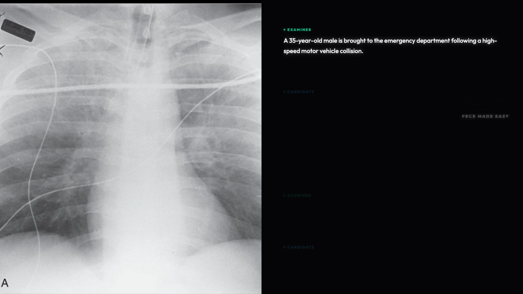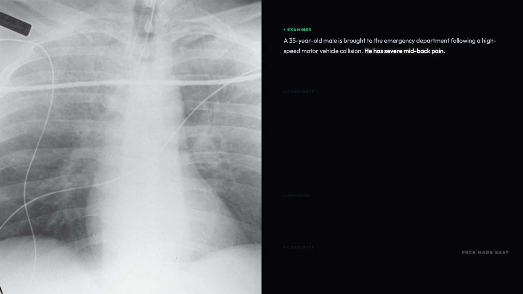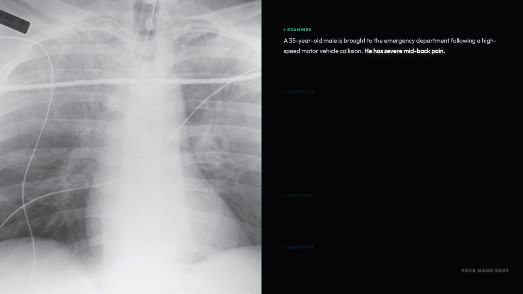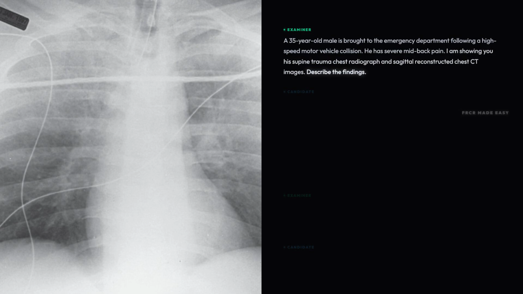A 35-year-old male is brought to the emergency department following a high-speed motor vehicle collision. He has severe mid-back pain. I am showing you his supine trauma chest radiograph and sagittal reconstructed chest computed tomography images.